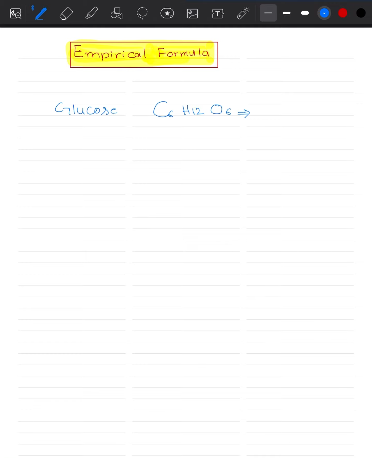So if we want to convert it into the empirical formula, what we need to do is write the names or symbols of the atoms which are present in it. Then in the second step we have to write their numbers: how many carbon atoms are present in it, how many hydrogen atoms, and how many oxygen atoms. Then we need to convert this ratio into the simplest form.